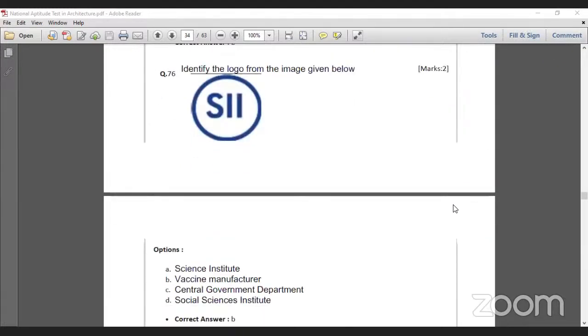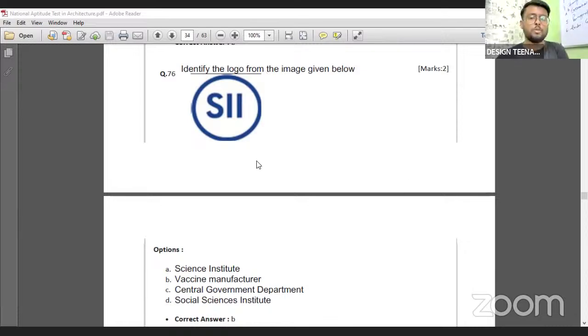They are asking to identify the logo from the image given below. Quickly, any idea? If you have seen it, what can you relate it to? You'll have to search for all these things in your mind. So there are two options. First of all, there is SII given. So what do you think can be the answer?